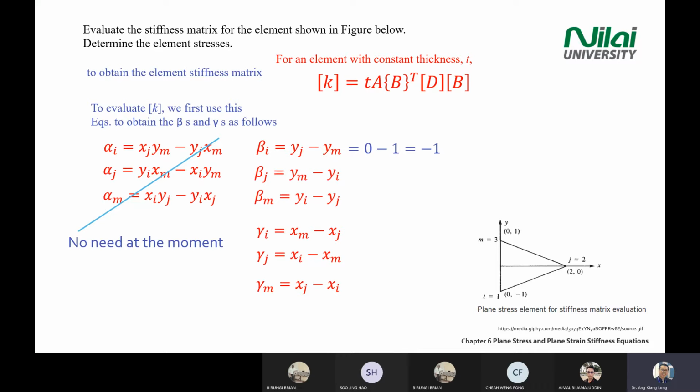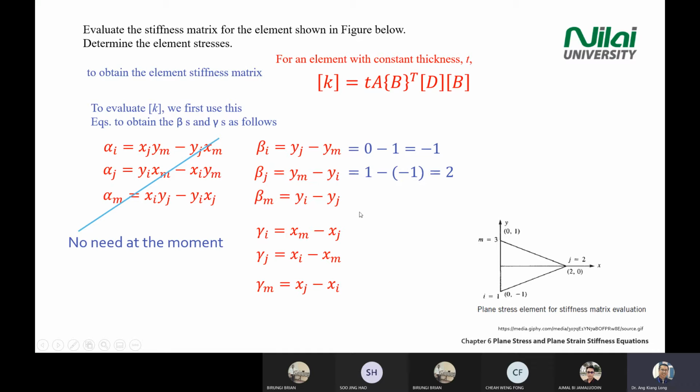Just to check, can you do the second one? What is beta j equal to? 1 minus, y minus 1, so 1 plus 1, 2. Okay, ym is 1. yi means the point i y coordinate, minus 1. So remember to carry your sign. So 1 minus minus 1 means 2.